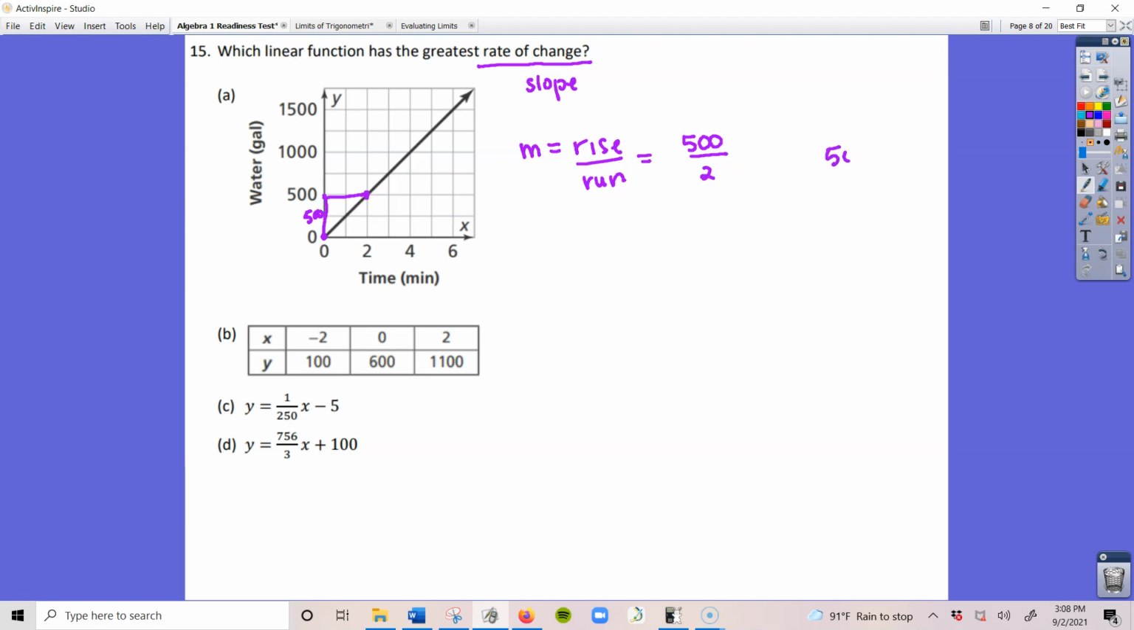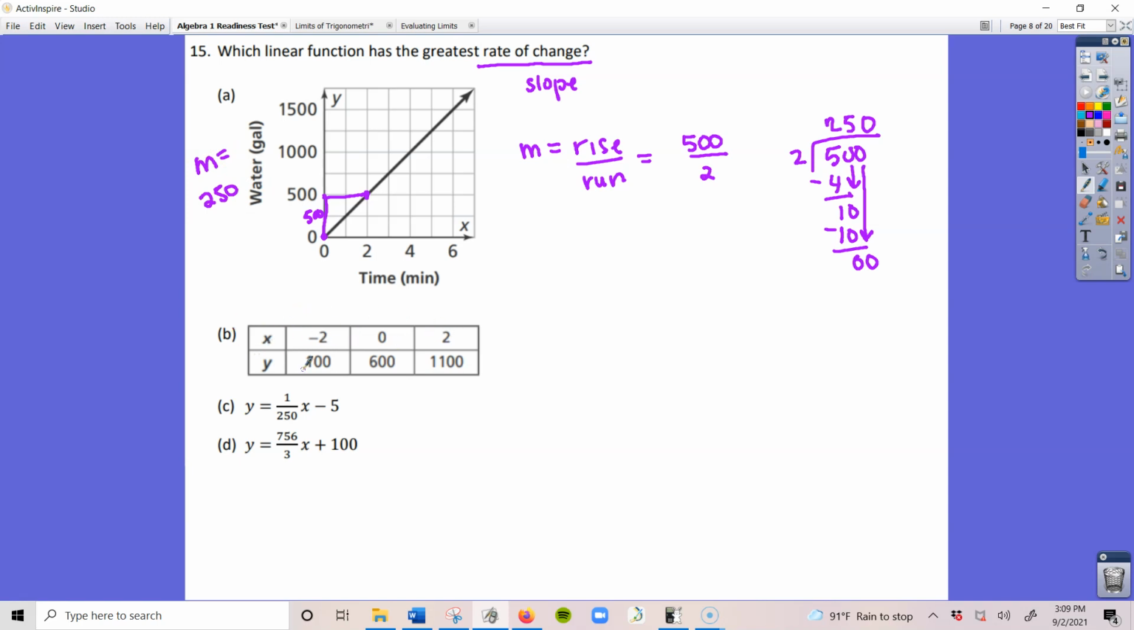So we can work that out. 2 goes into 5 2 times to give me 4. 5 minus 4 is 1. Bring down the 0. 2 goes into 10 5 times. And when we subtract, we get 0. But there's one more 0, so we bring that down. And 2 goes into 0 0 times. So my slope here for this one, I'll write it here on the side, is 250.